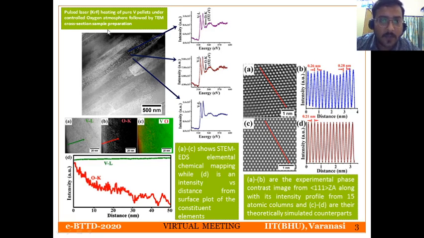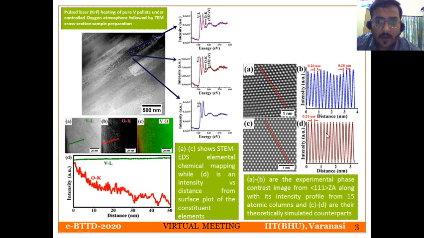So what we did first was to pulse laser heat extremely pure vanadium pellets under controlled oxygen atmosphere and prepare its cross-section HRTEM sample. The electron energy loss spectra clearly reveal oxygen pickup and that it gradually decreases as one moves from the surface. The experimental phase contrast image shows clear atomic column contrast, and an intensity distribution profile along 15 such columns shows a non-uniform distribution in intensity as well as the atomic column distance, which does not match with the simulated result.